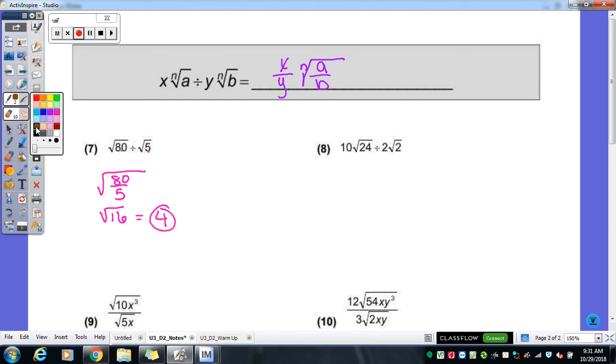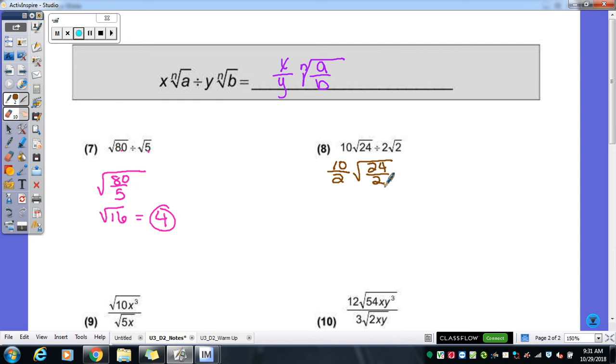So let's try number 8. Again, we're going to divide the coefficients, and we're going to divide the numbers under the radical sign. You don't have to write it like that every time, but I like to do it in the notes just so you guys know what we're doing.